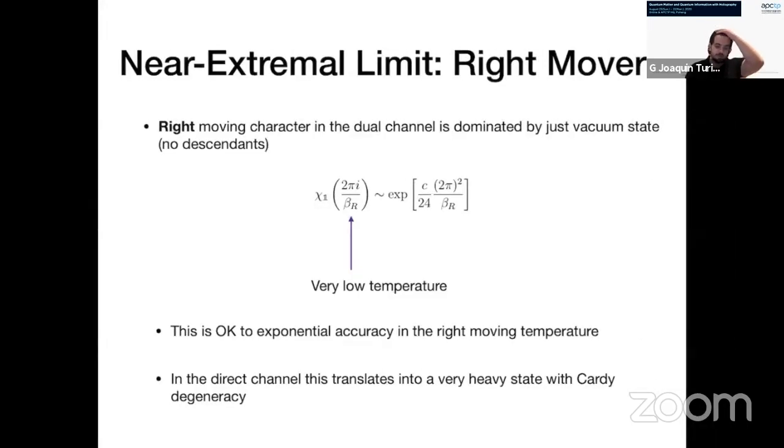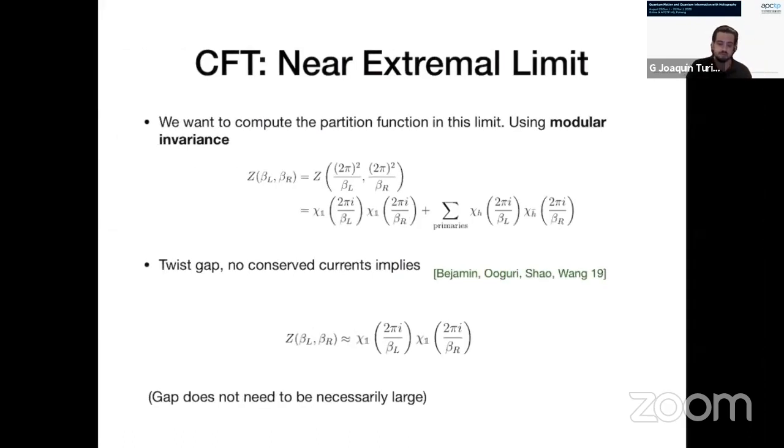Okay, so at this point we are done. This is the same as the Maloney-Witten partition function. So you could say we take the near extremal limit again, and we will get the same answer. And that's the JT partition function.